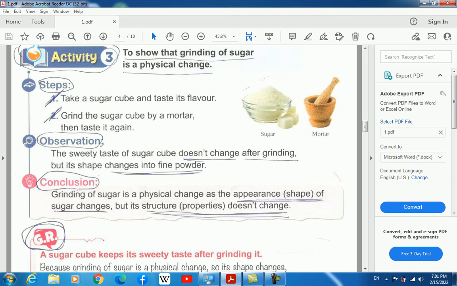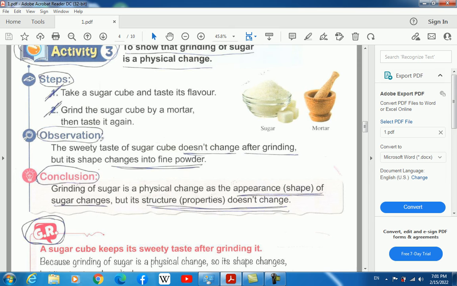The observation: the sweet taste of the sugar cube doesn't change after grinding, but its shape changes into fine powder. So what does this mean, or the conclusion? Grinding of sugar is a physical change as the appearance or the shape of sugar changes, but its structure, the properties, does not change and remains the same.